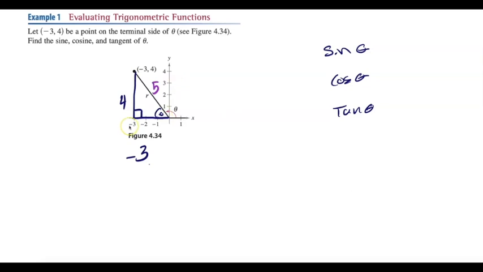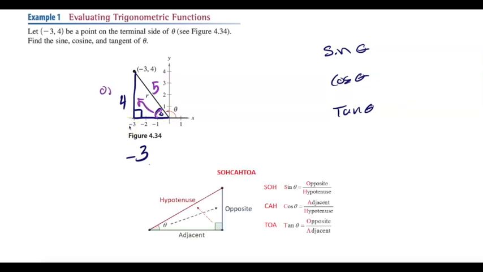Let's label the sides. Here's my angle. This is opposite, adjacent, and hypotenuse. Now, SOHCAHTOA, opposite over adjacent. This is opposite over hypotenuse. Opposite over hypotenuse, 4/5. Notice it's being divided by the hypotenuse. When you do the unit circle, hypotenuse is always 1. But if you're just doing a normal triangle, it works out.